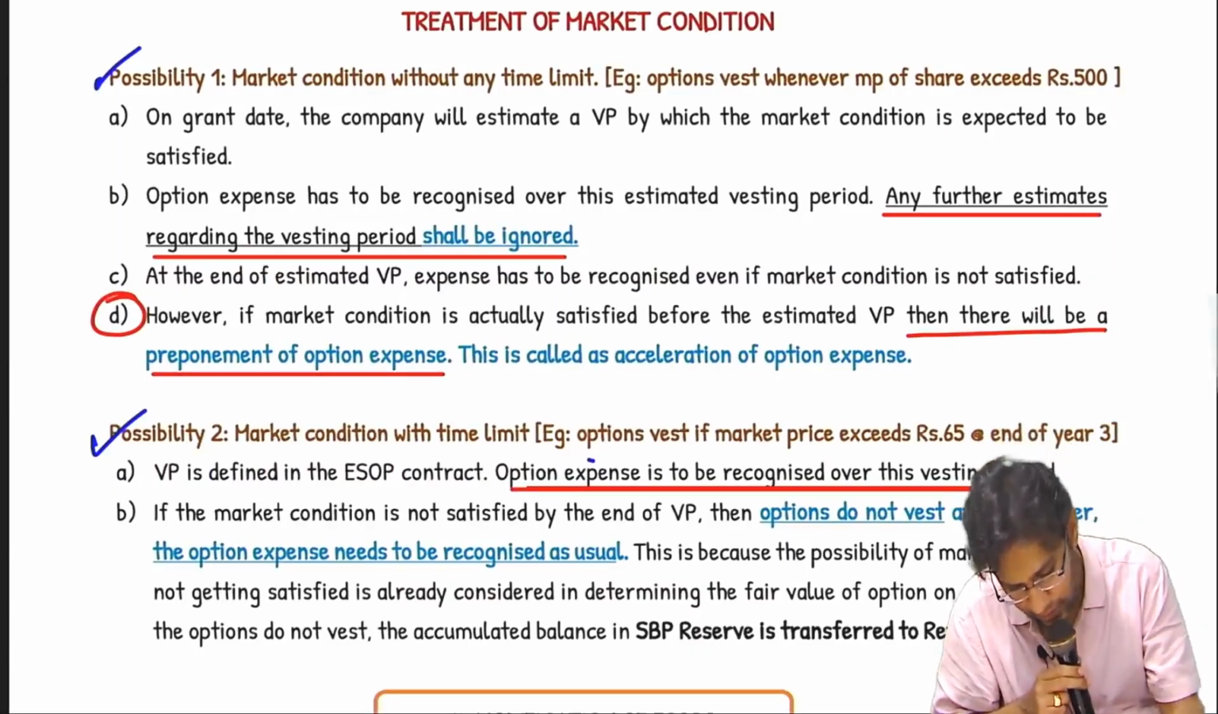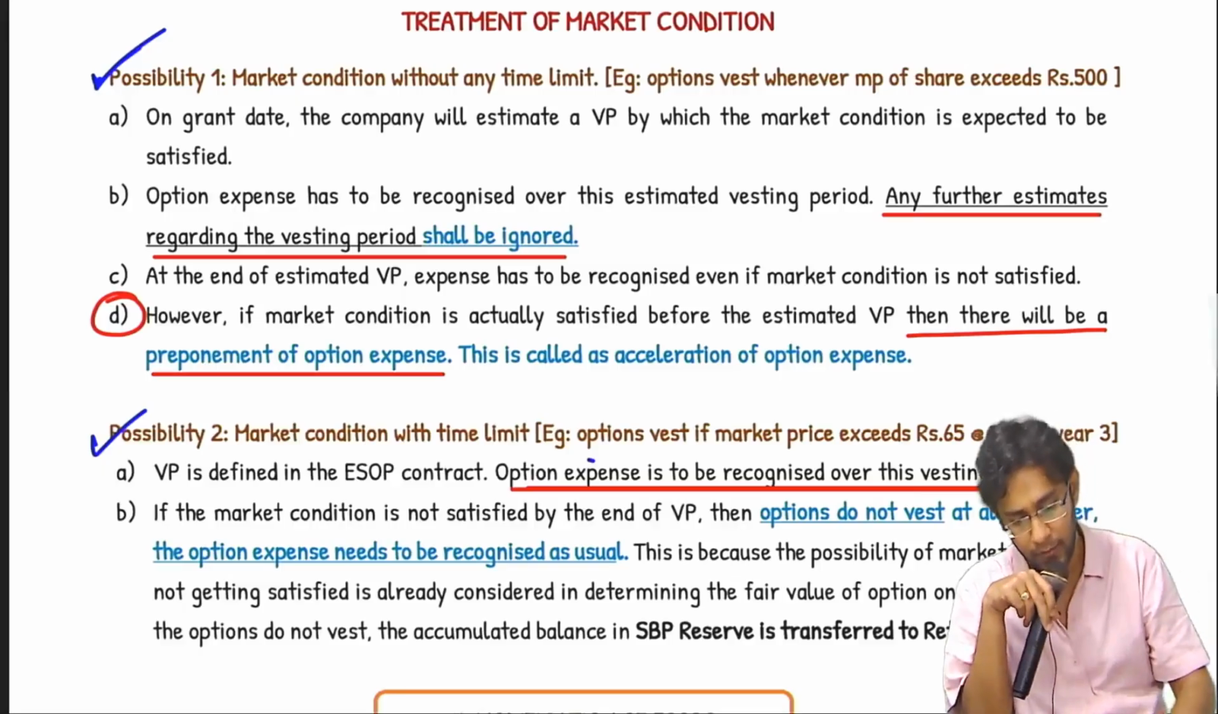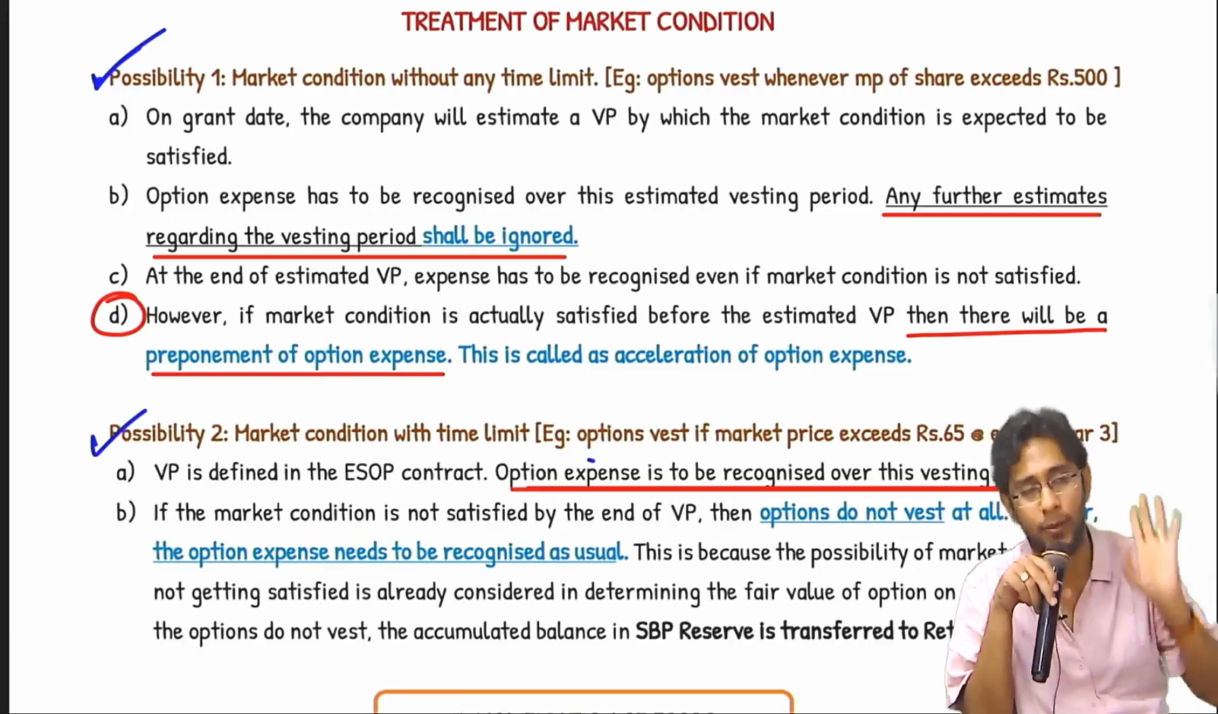Read this one, sir. Possibility 1. Possibility 2 is an easy one, we already covered it. Possibility 1: read. Market condition without any time limit.